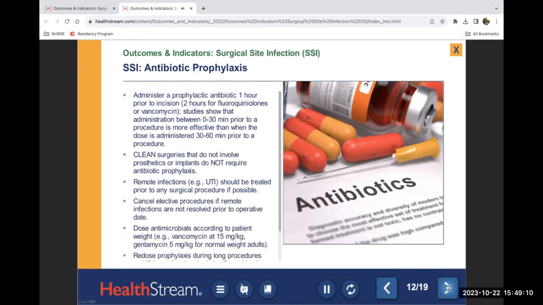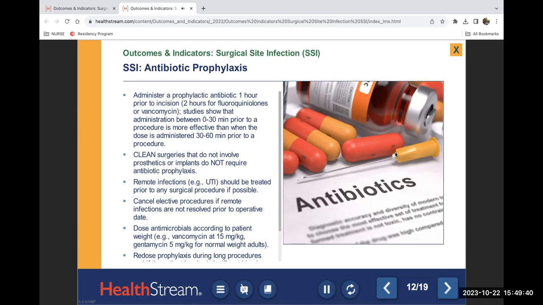Preoperative actions are essential to overall prevention of surgical site infections. These actions may include, but are not limited to, the following. Administer a prophylactic antibiotic at least 1 hour prior to incision, 2 hours for fluoroquinolones or vancomycin. Studies show that administration between 0 to 30 minutes prior to a procedure is more effective than when the dose is administered 30 to 60 minutes prior to a procedure.